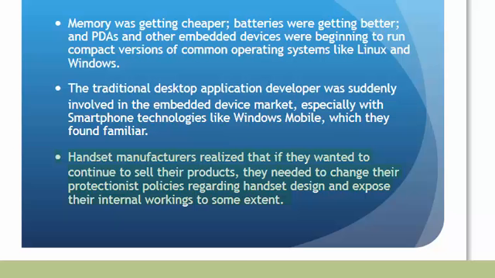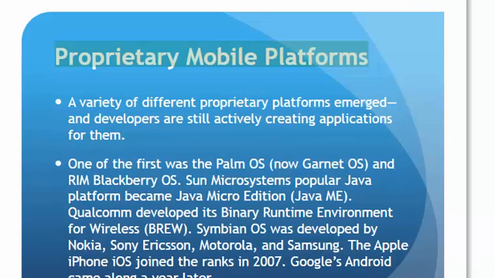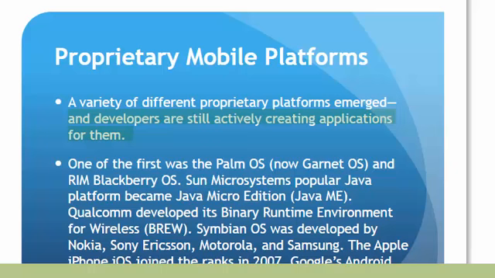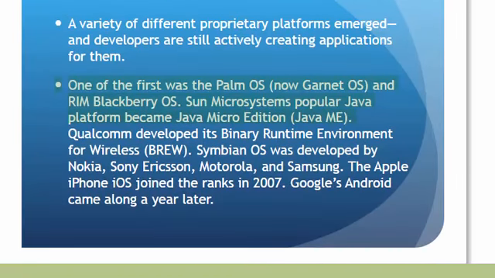Proprietary mobile platforms. A variety of different proprietary platforms emerged, and developers are still actively creating applications for them. One of the first was the Palm OS, now Garnet OS, and RIM BlackBerry OS. Sun Microsystems' popular Java platform became Java Micro Edition, JavaME. Qualcomm developed its Binary Runtime Environment for Wireless, BREW. Symbian OS was developed by Nokia, Sony Ericsson, Motorola, and Samsung. The Apple iPhone iOS joined the ranks in 2007. Google's Android came along a year later.